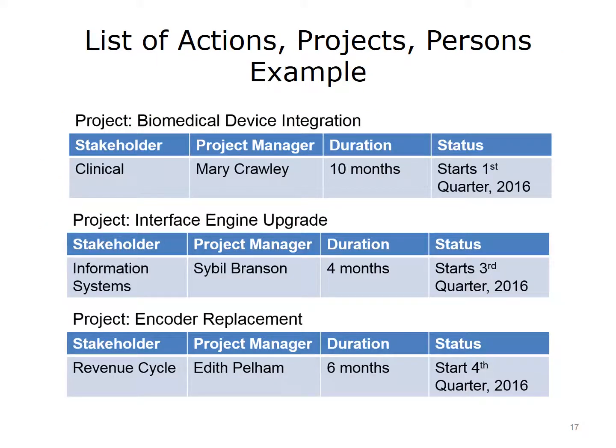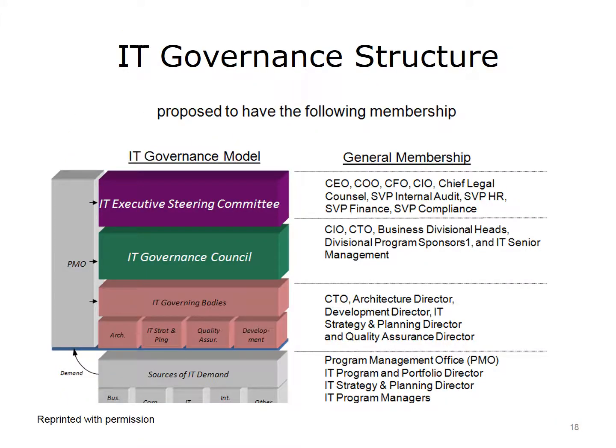Here we see an example of how the individual IT projects are broken down by stakeholder, project manager, duration, and status. It is important to have a listing of individual projects. In the previous slide, we saw an example of how individual projects, project managers, and stakeholders are listed in a plan. The list should be complete and as detailed as possible.